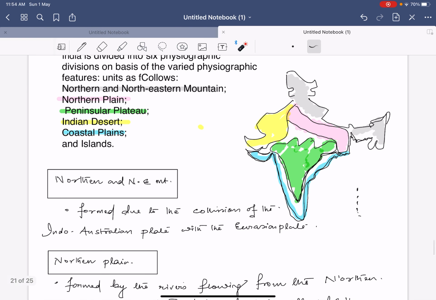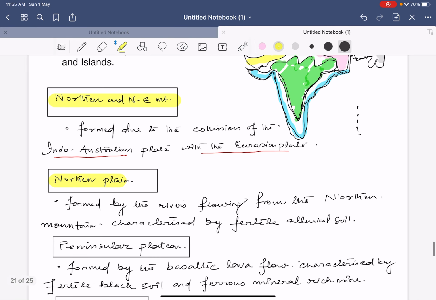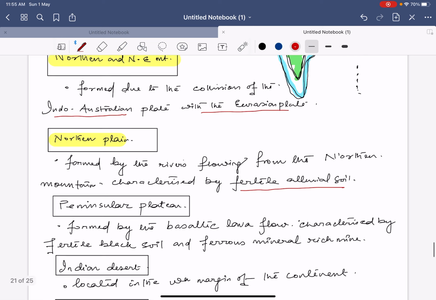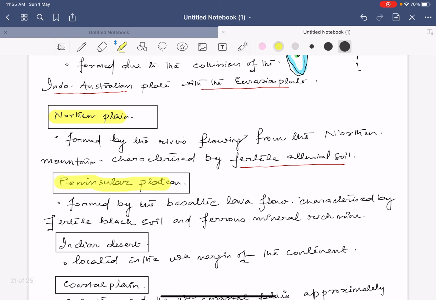The north and the northeast mountains. See, the first thing we need to remember is that they were formed due to the collision of the Indo-Australian plate with the Eurasian plate. Number 1. Number 2, we have your northern plains. The northern plains formed because of the rivers flowing from the northern mountains, and these are characterized by fertile alluvial soil. Next, we have your peninsular plateau, formed by basaltic lava flow, characterized by fertile black soil and ferrous mineral rich mines.